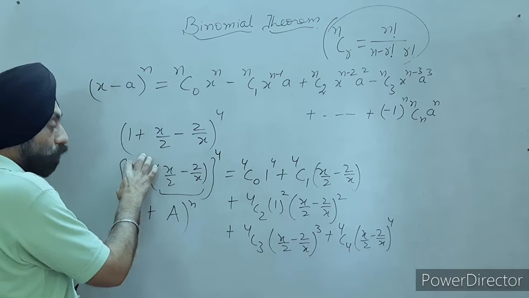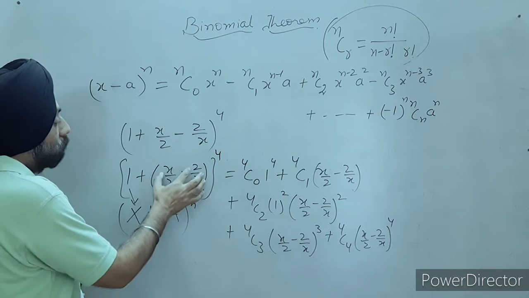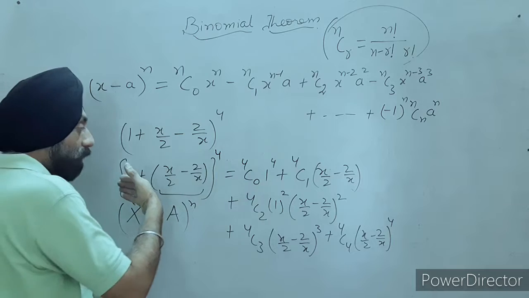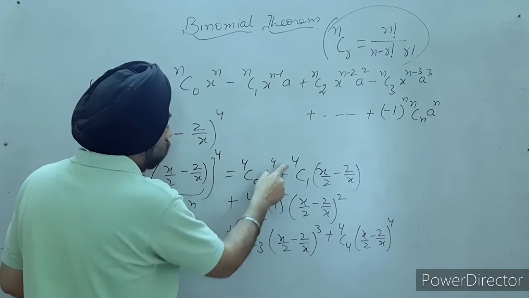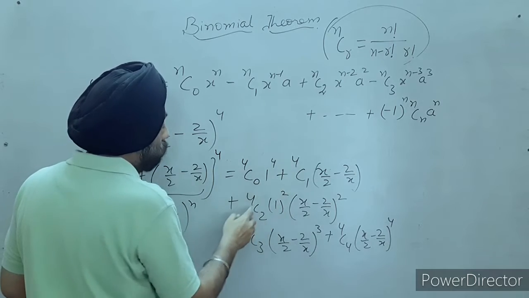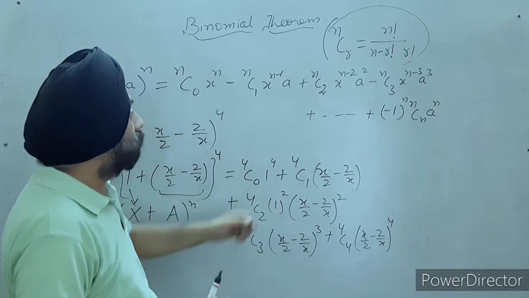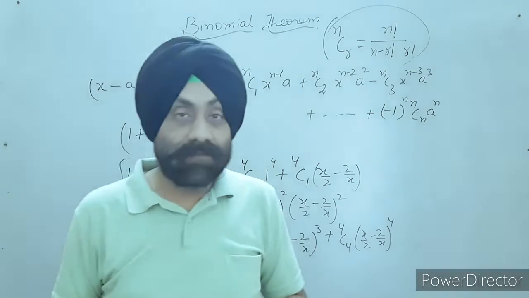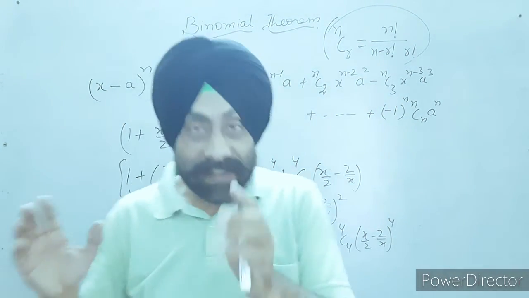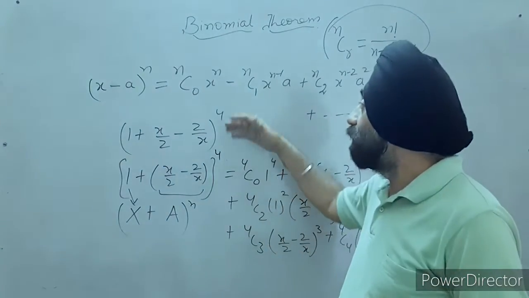What is x? This is 1. What is a? x by 2 minus 2 by x, raised to power 4. I can expand it, and I have expanded it, and we can calculate the values of 4c0, 4c1, 4c2 either using this formula or we can use Pascal's triangle. Hope you have understood the basics of binomial theorem and its expansions.